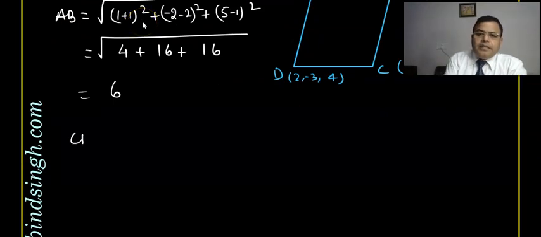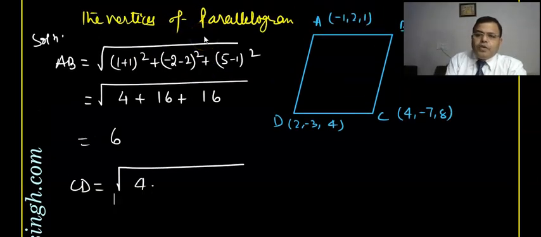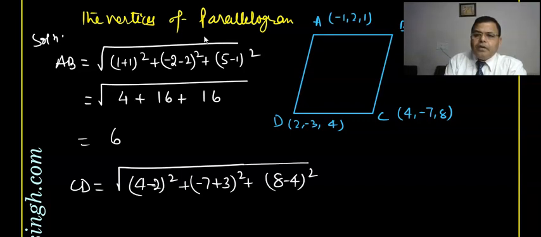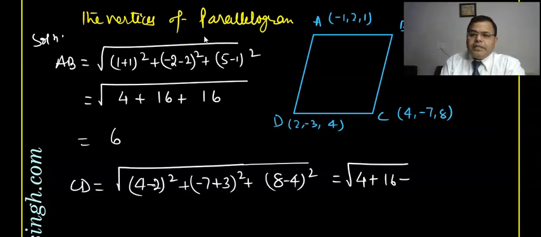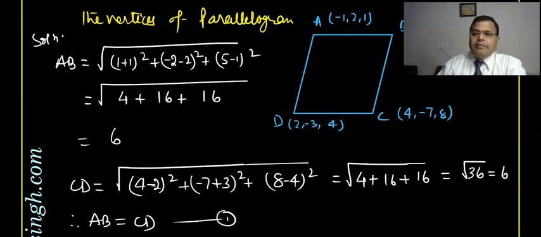CD. CD is nothing else but the square root of 4 minus 2 whole square, plus minus 7 minus 3, that is minus 10... plus 3 whole square, plus 8 minus 4 whole square. This will be 2 whole square, 4 minus 2 is 2, 2 whole square is 4. Minus 3 plus minus 1 plus 3, 4 whole square is 16, and this is 16. Again, this will be 36, so it will be 6. So AB is equal to CD. Therefore, opposite sides are equal.